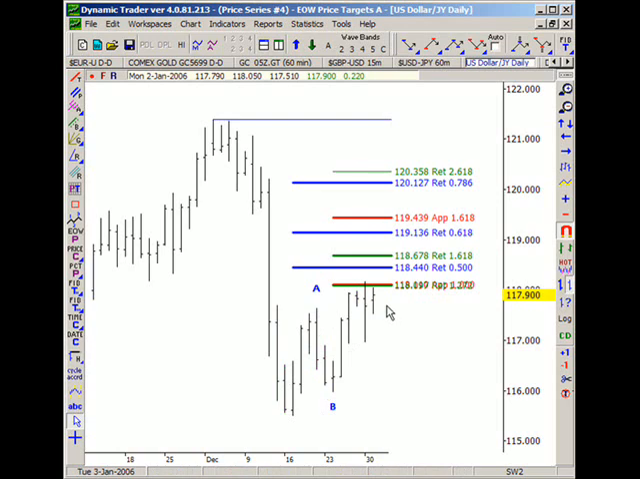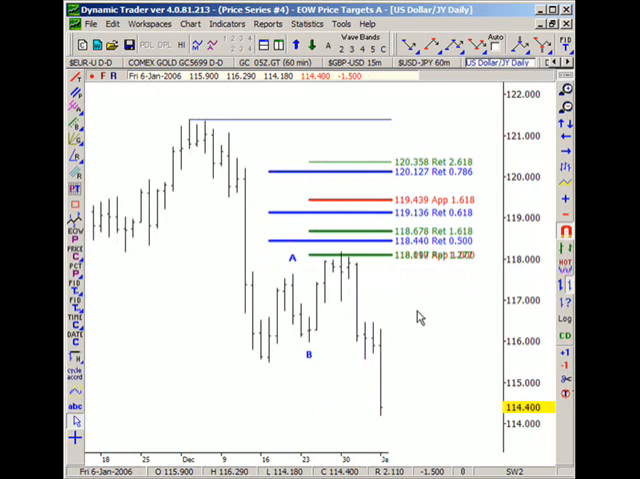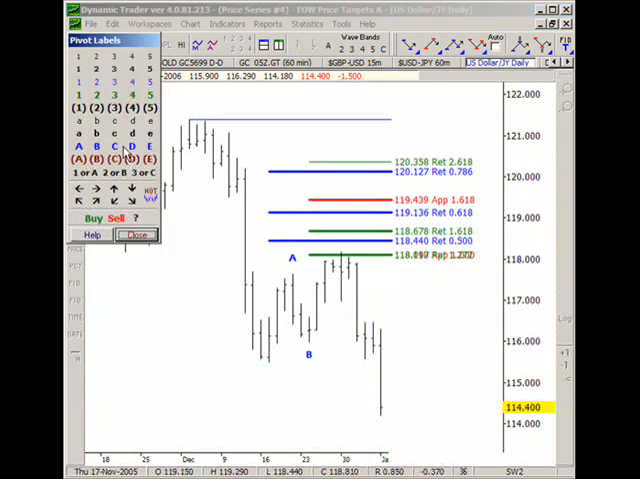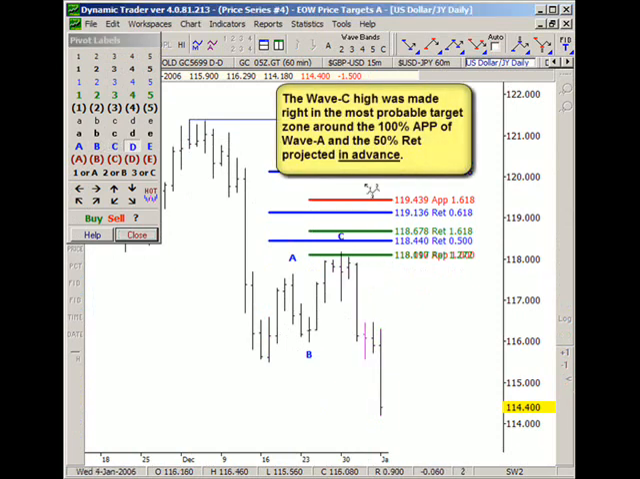Little inside day, and an inside day breakout with a very wide range down day. Let's add some more bars on. Market continues on to make a new low. So we can label this as the end of a wave C.